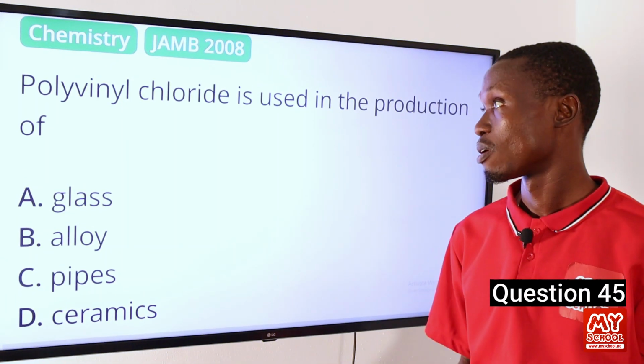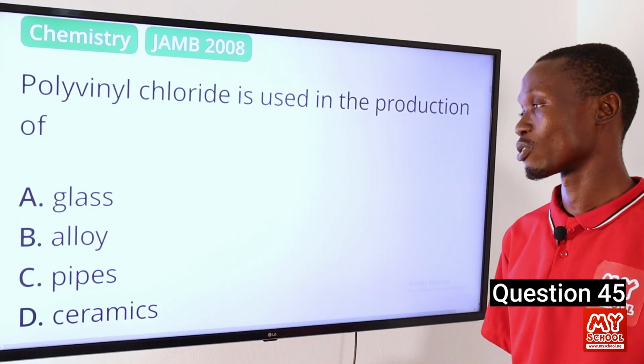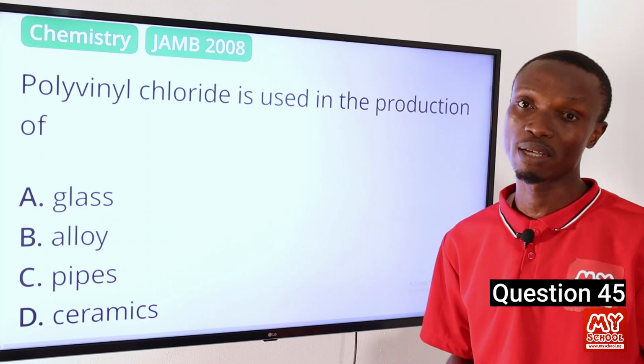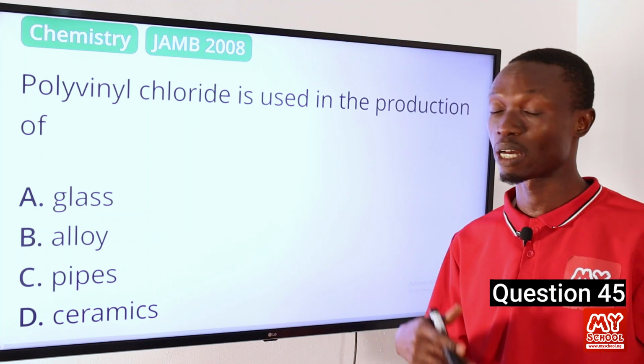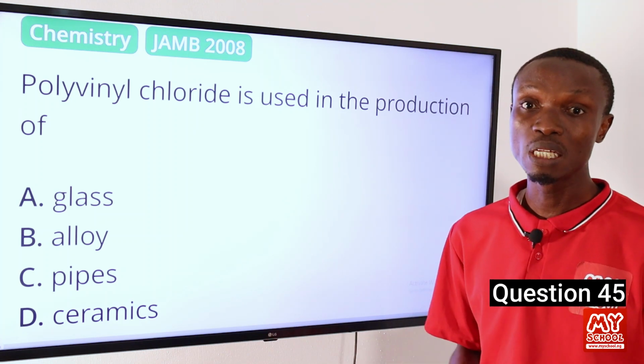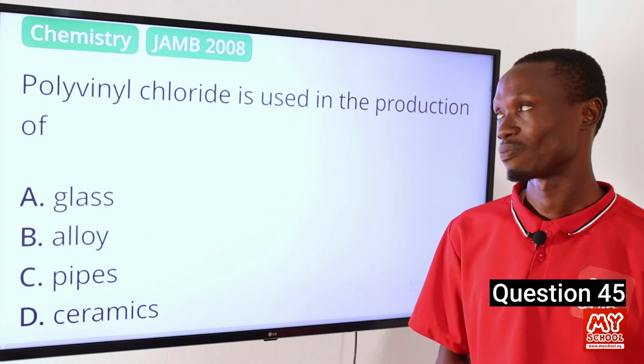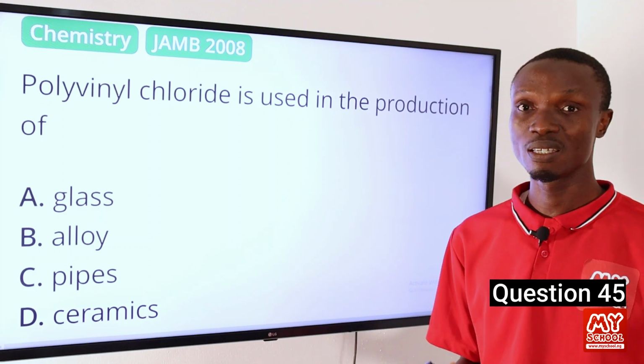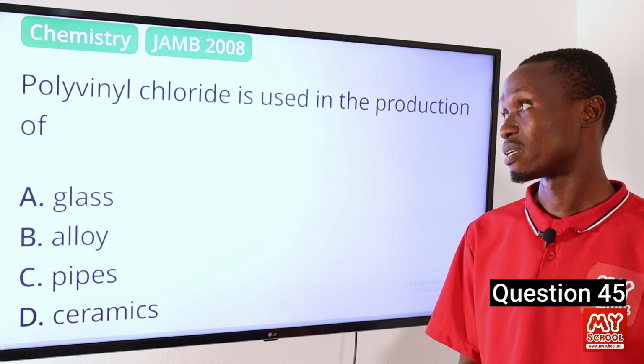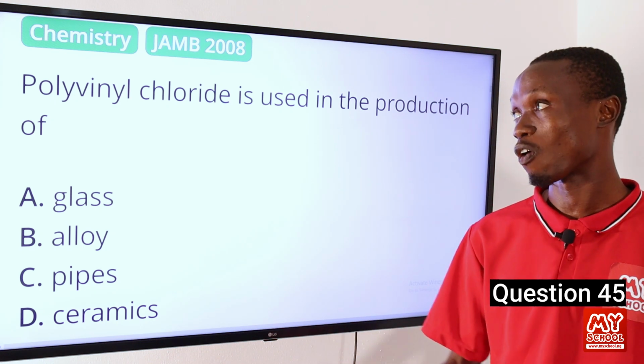Question 45. Polyvinyl chloride is used in the production of what? So polyvinyl chloride is the same thing. Another name for polyvinyl chloride is polychloroethene. Okay, and it is an odorless solid plastic, and it is used in the production of pipes.